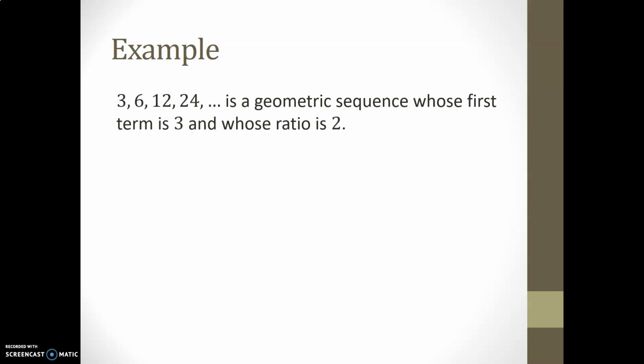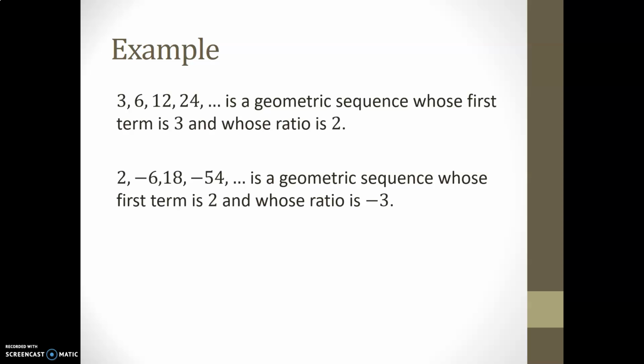For example, the sequence of numbers 3, 6, 12, 24, etc. is considered geometric with a first term of 3 and a ratio of 2, since every number is doubled compared to the one before it.